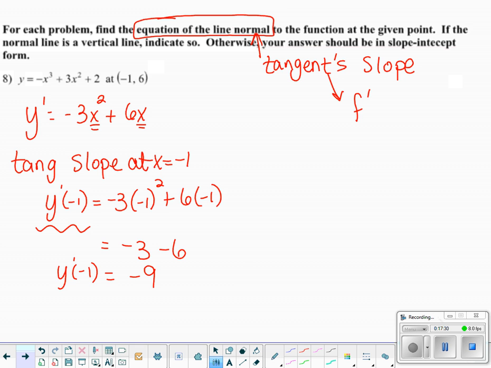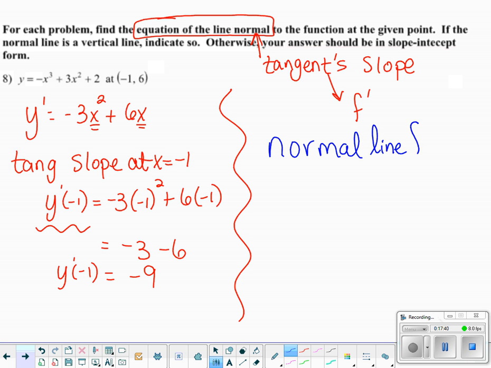That's the tangent slope. I'm not asking you about the tangent slope. I want to know about the normal line. So the normal line slope is what? Well, it's perpendicular to the tangent line.